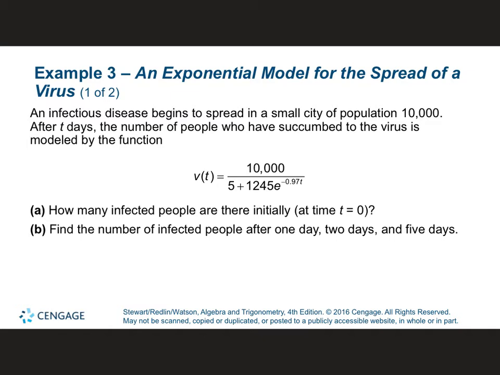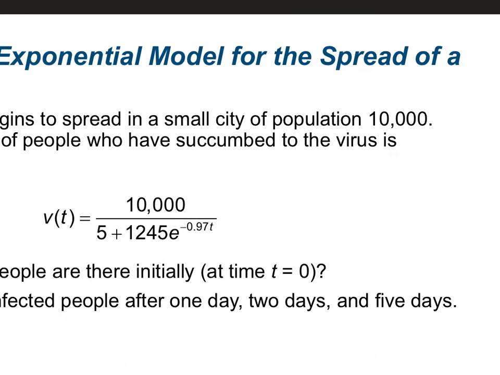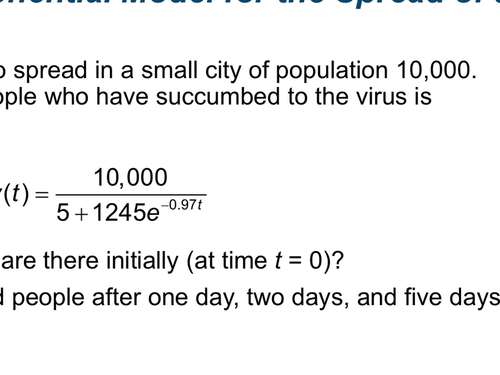A asks us how many infected people are there initially. Initially means that no time has gone by, so T would be 0. So if we plug in 0, we would have V of 0 is equal to 10,000 over 5 plus 1,245 times e to the power of 0. Now, anything to the power of 0 is 1.